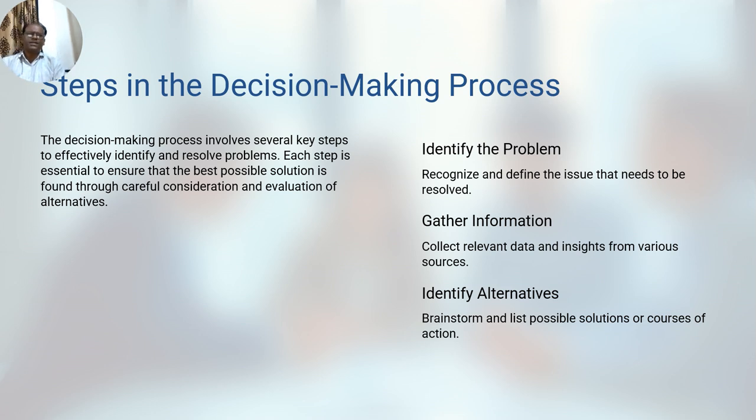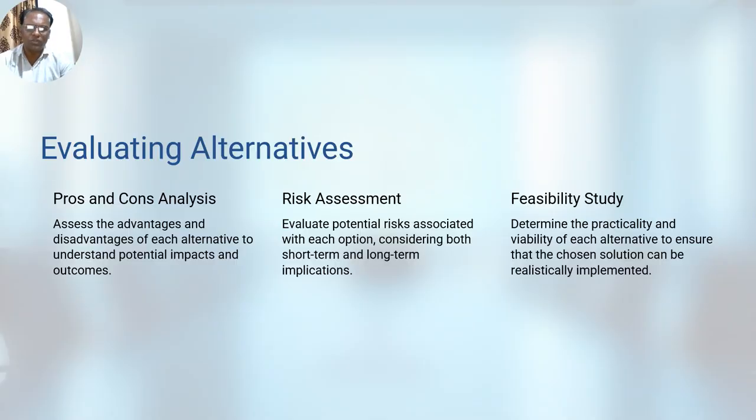Steps involved in the decision making process are: first, you have to identify the problem, recognize and define the issue that needs to be resolved. Gather information: collect relevant data and insights from various sources. Identify the alternatives: brainstorm and list possible solutions or courses of action. Then you have to evaluate the alternatives. Pros and cons analysis: assess the advantages and disadvantages of each alternative to understand potential impacts and outcomes.